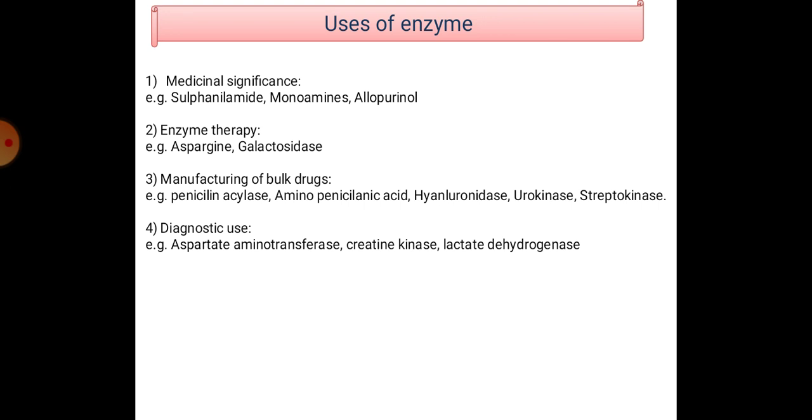Host cells utilize dietary folic acid while microorganisms cannot use preformed folic acid. Hence, sulfanilamide can be toxic to microorganisms but harmless to their host, and so it is effective, as sulfanilamide inhibits the reaction which is essential for invading bacteria. Some other examples are monoamines and allopurinol.